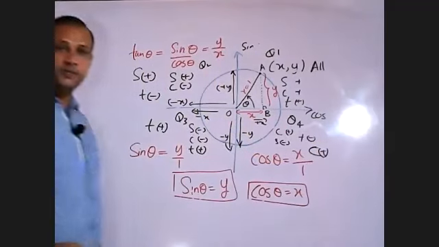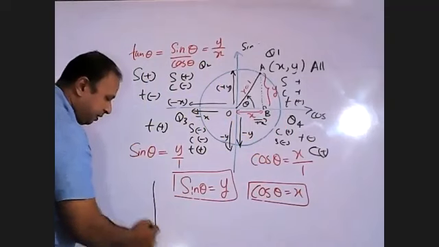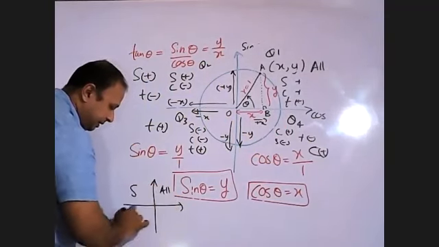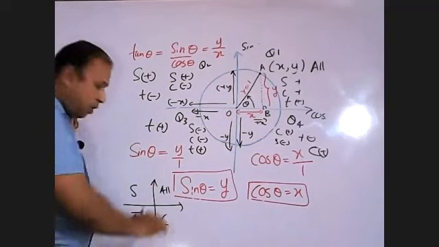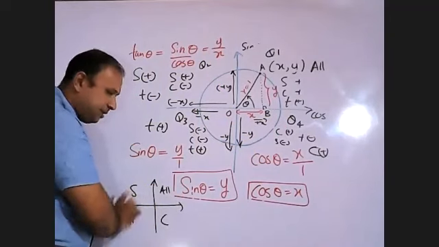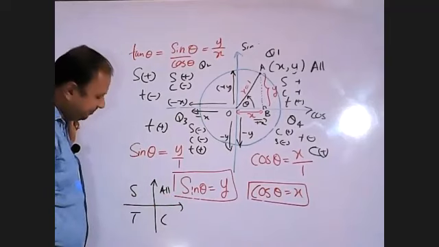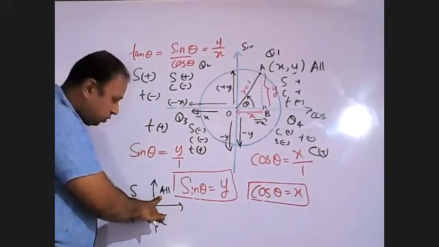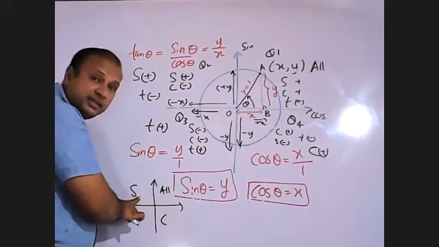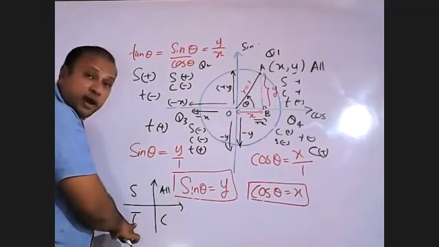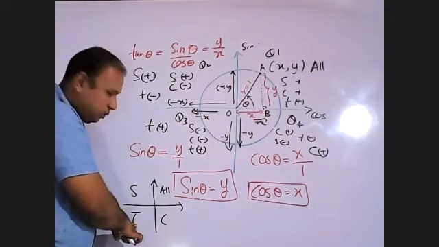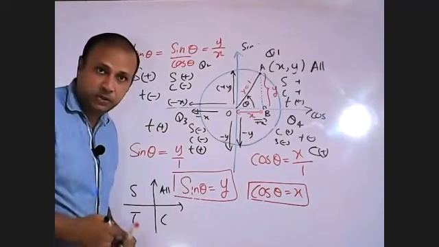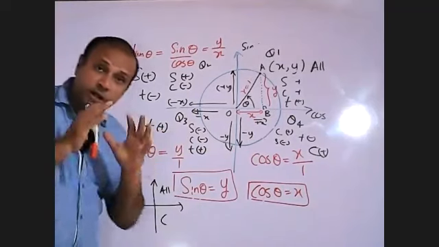We can simply remember this one: all sin, tan, cos, all Sin Tan Cos. In the first quadrant, all the trigonometric ratios are positive. In the second quadrant, only the sin values are positive. In the third quadrant, only the tan values are positive. In the fourth quadrant, only the cos values are positive.